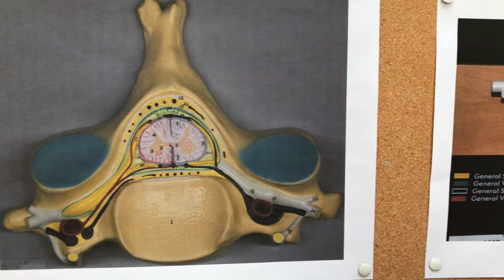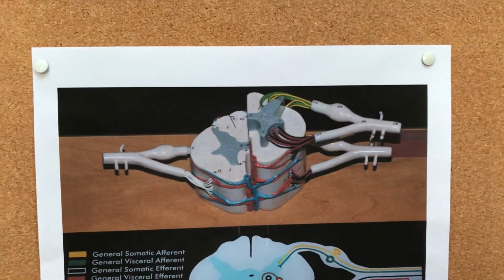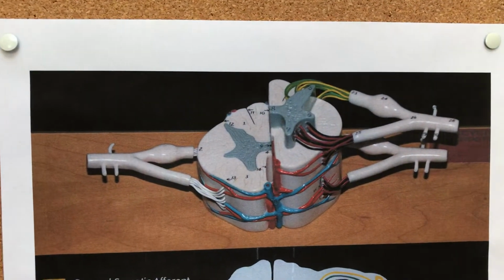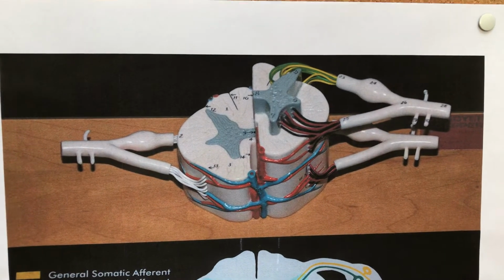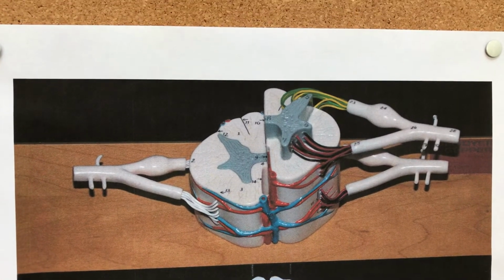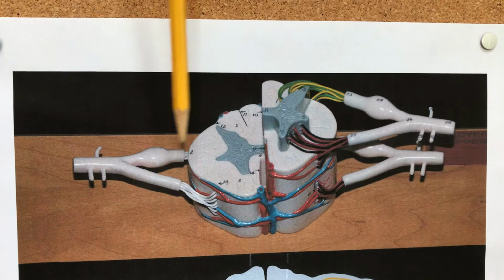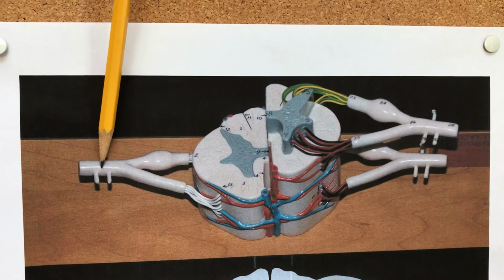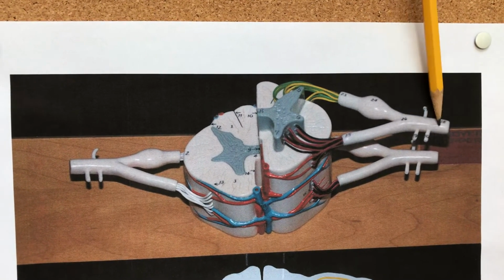Now we're going to look at the next slide, and the next model. The next model will be, again, of the spinal cord. We're not going to go over all the parts. But the thing I want you to see on this one that you can really see is the spinal nerves. Here is my spinal nerve coming in. Over here is the spinal nerve coming in.